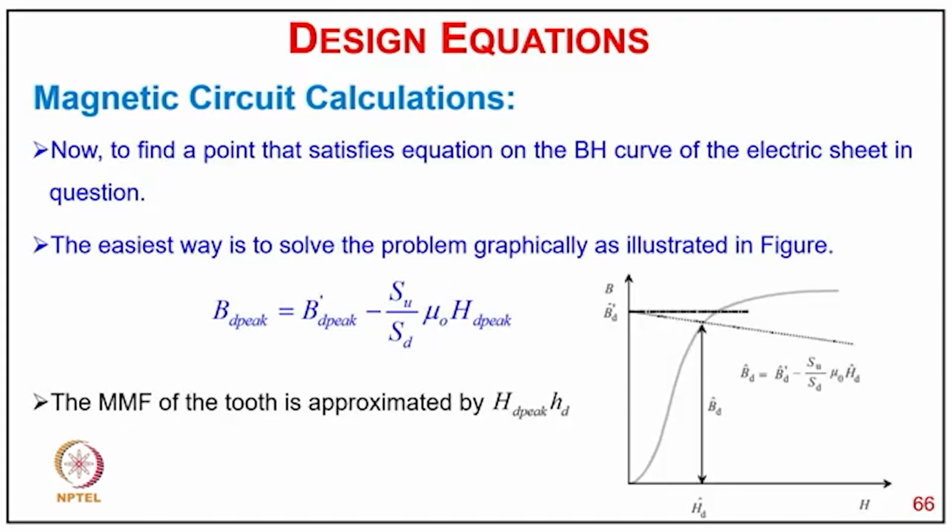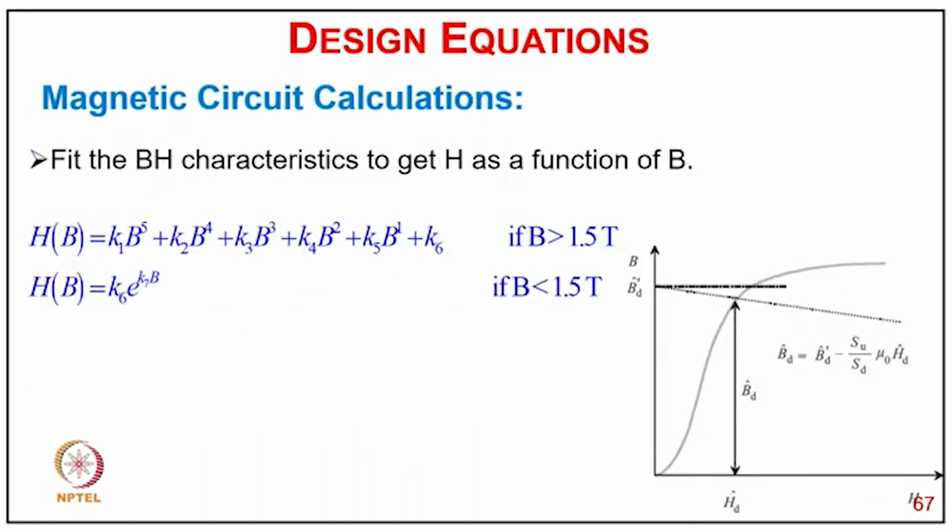Now to find the point that satisfies the equation on the BH curve of the electrical steel used for this machine, as you can see in the diagram, this is a kind of material property. The easiest way to solve the problem is graphically, as shown in the figure, and how you get that Bd dash and so on. So Bd peak will be Bd dash minus Au upon Ad into mu 0 Hd peak, and the MMF of the teeth is approximated by Hd peak into ld.